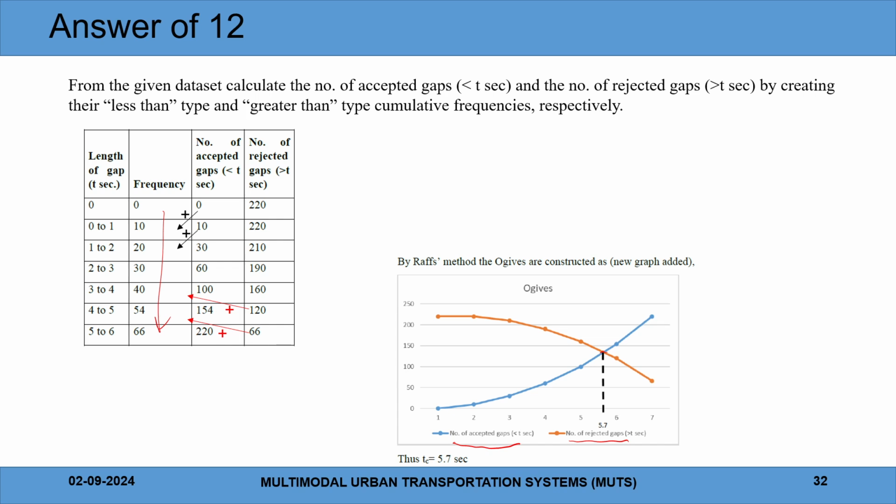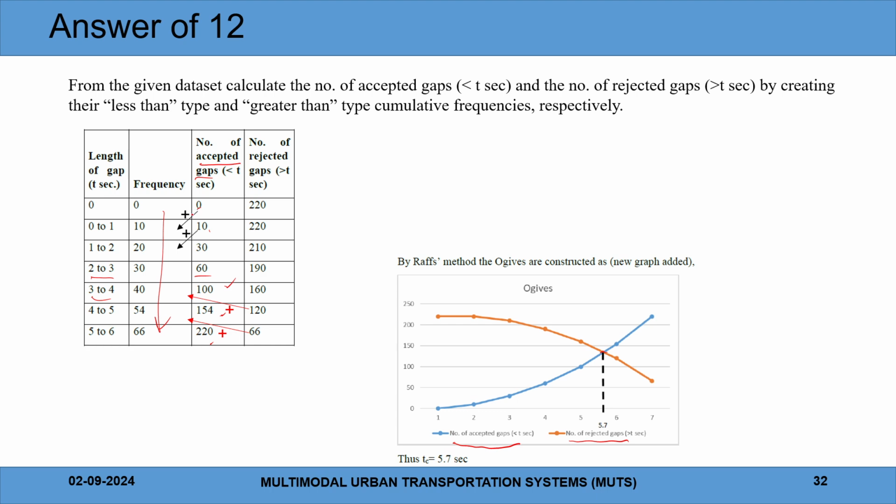But if the gap is very high, like 6 seconds or 8 seconds, then they will definitely try to cross the road, provided the width of the road is not very high. So if we calculate the number of accepted gaps, you can see that for 0 to 1 second, only about 10 people are crossing. They have accepted that gap. Then for 2 to 3 seconds, 60 people are crossing, then for 3 to 4, 100 people, then 154 to 20.